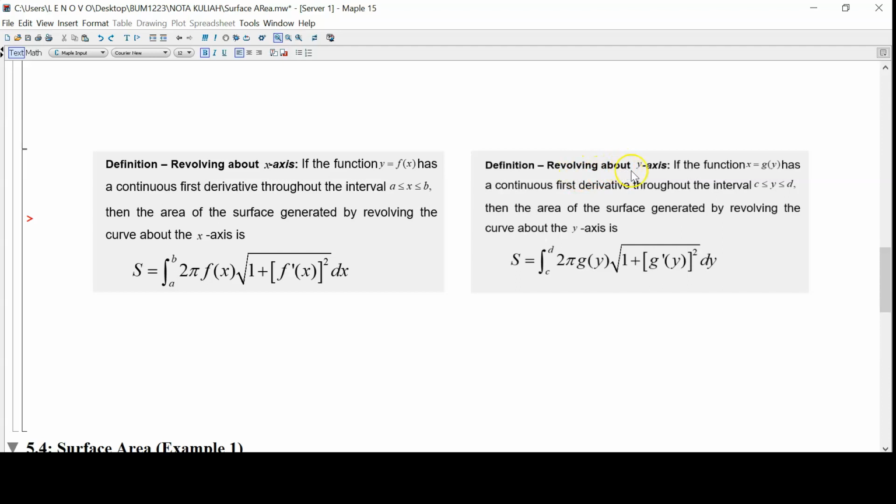And then if you revolve about the y-axis, if the function x equal to g(y) has a continuous first derivative throughout the interval y between c and d, then the area of the surface generated by revolving the curve about the y-axis is given by this formula here, similar to the previous formula. However, we change all the variables to be with respect to y, and the limits also depend on the limits of the revolution at the y-axis.